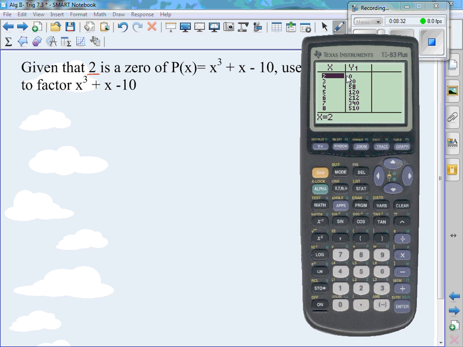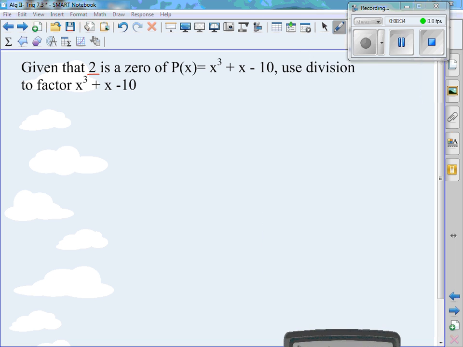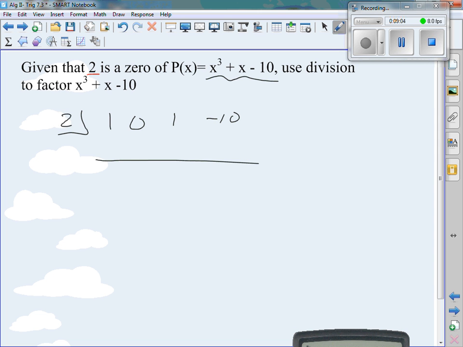2 means 0. It's a nice whole number, so that's fine. Since I know that the 0 is 2, I can use synthetic division. 2. What's my function? Okay, 1, y is 0. There is no x squared, so I have to put the 0. 1, negative 10. Line, box under the negative 10.